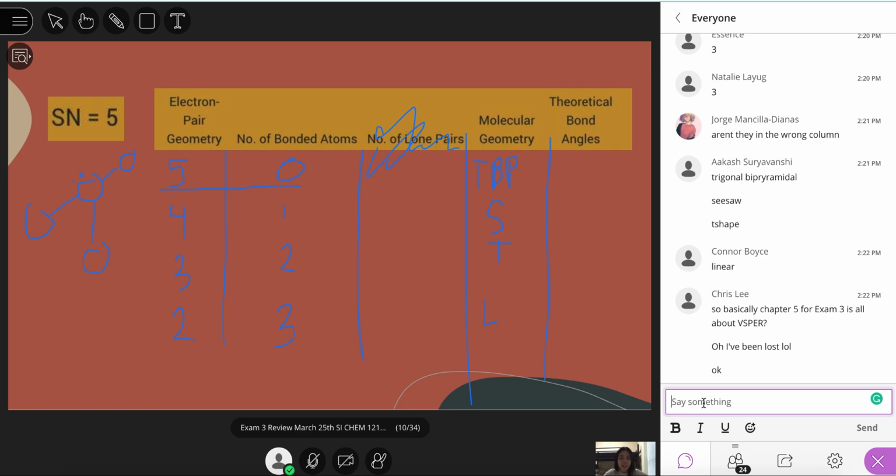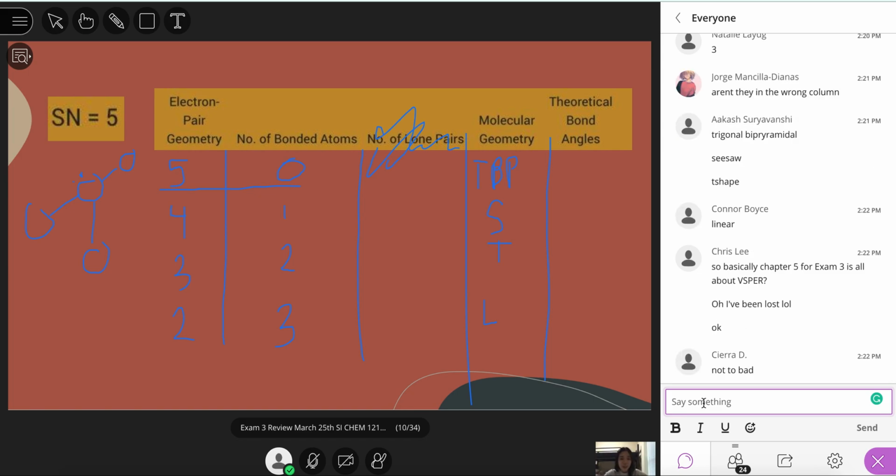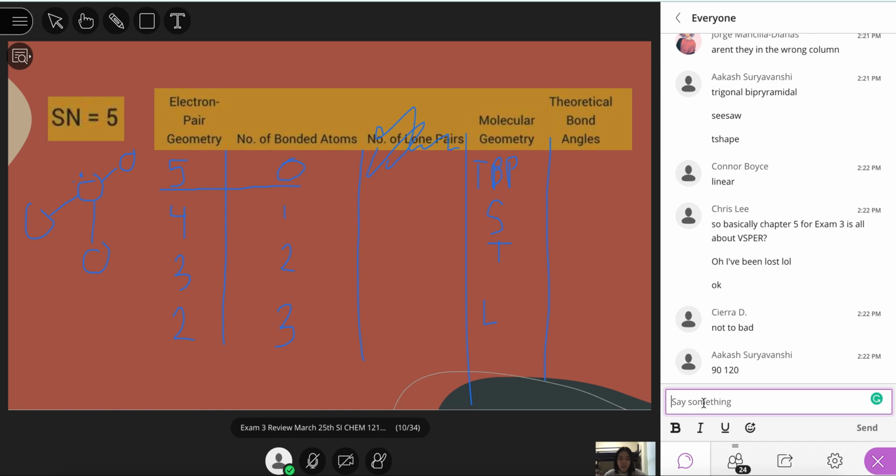So theoretical bond angles. So you have 5, 0. What is the theoretical bond angle of that? What's that going to be? There's 2 of them too. So what is that going to be? We have 5 and 0, 90 and 120. Okay, very nice. What about 4 and 1? What do we have with that? Does anyone remember? It's very similar to 90 and 120, right?